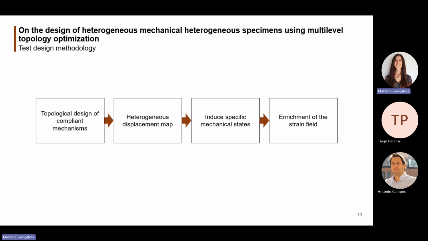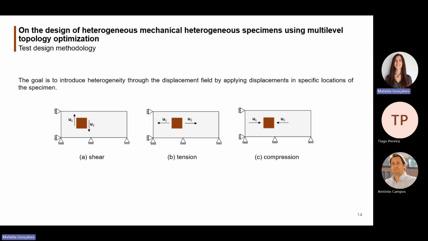Since we are able to control the displacement field through the theory of compliant mechanisms, we can induce specific mechanical states, which leads to the enrichment of the strain field. Since controlling directly the strain states induced on the specimens is a complex task, we try to introduce heterogeneity to the displacement field. For that, we apply displacement in specific locations of the specimen, and that can induce specific mechanical states. In this case, shear, tension, and compression.